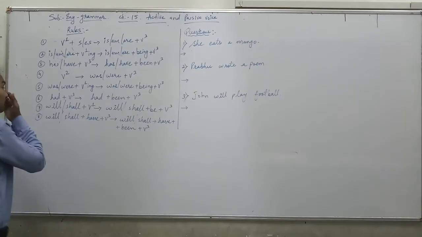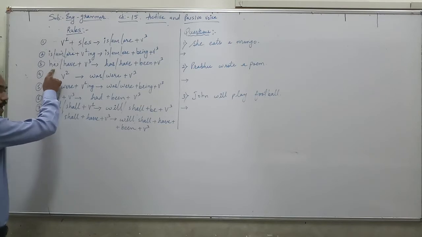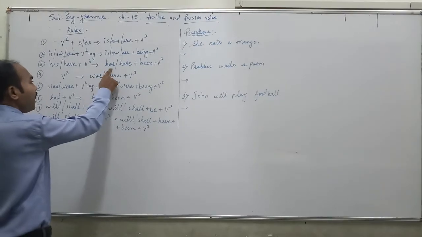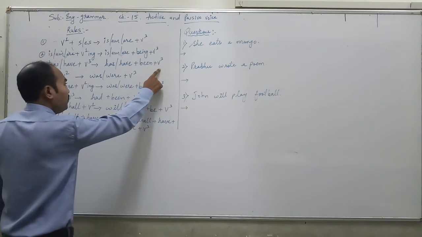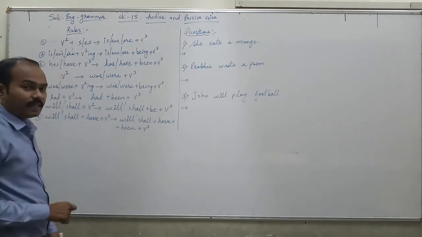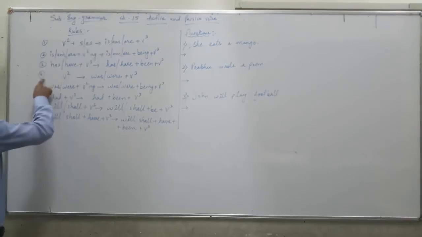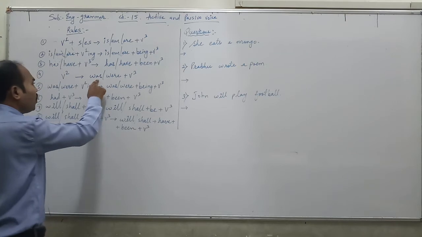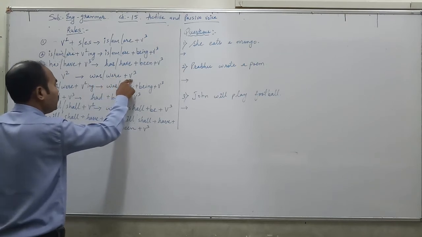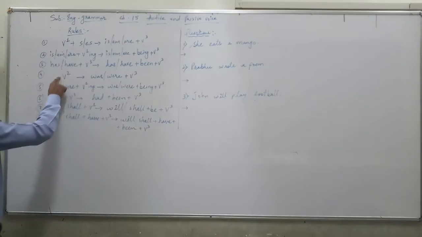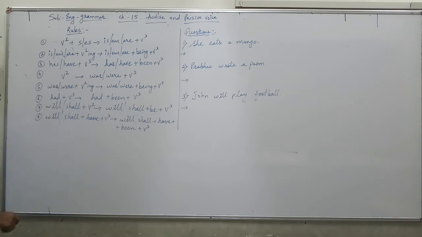Rule number 3 is has, have plus V3. It is changed into has, have, been plus V3 format. This rule is in which tense? It is in present perfect tense. Rule number 4, V2 form is changed into was, were plus V3 form. Now this rule is in which form? It is in simple past form. You can see over here, second form of the verb, simple past tense.